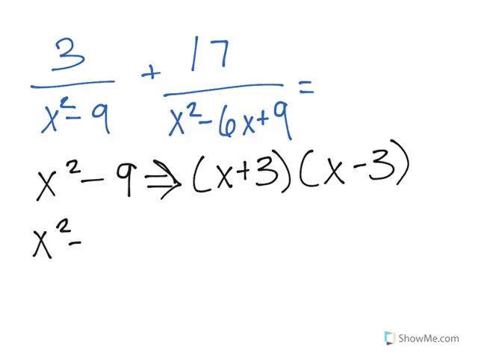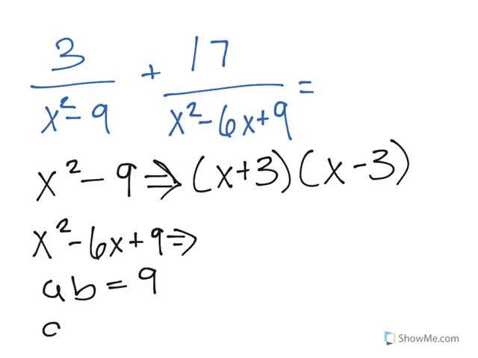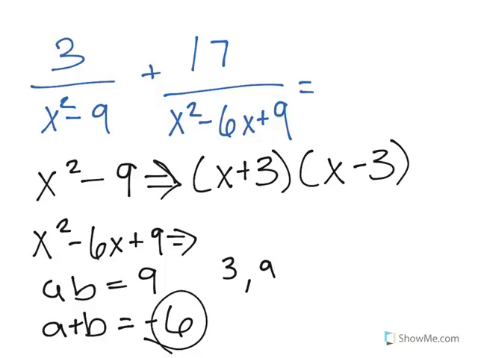And now x squared minus 6x plus 9. Here we have a little bit more work. We need to find the a and b. So a times b must give you 9, and a plus b must give you negative 6. We know that the only factors of 9 are 3 and 9 itself. So 3 times 3 gives you 9, but if we add them up, we get 6, and we need negative 6.